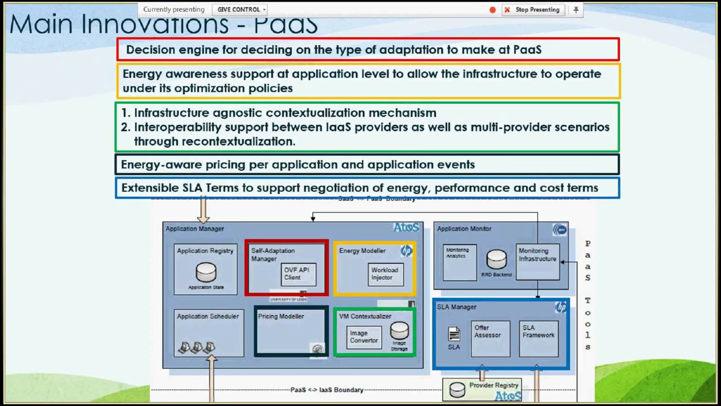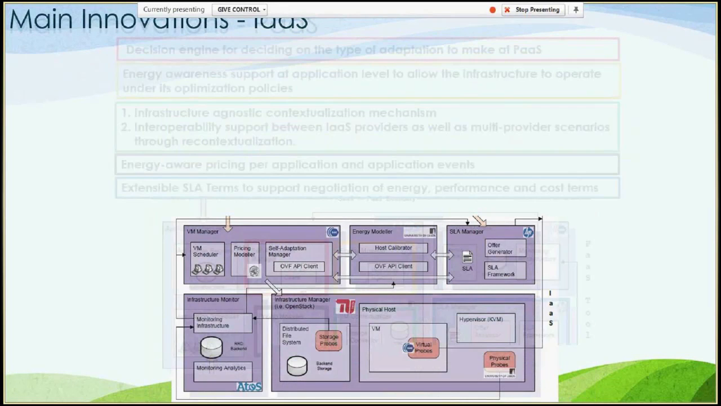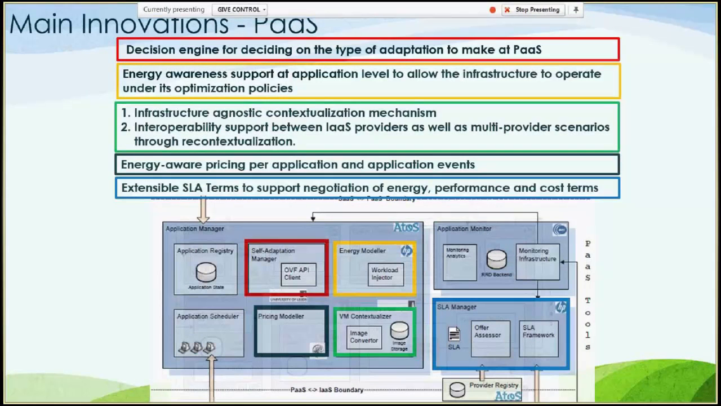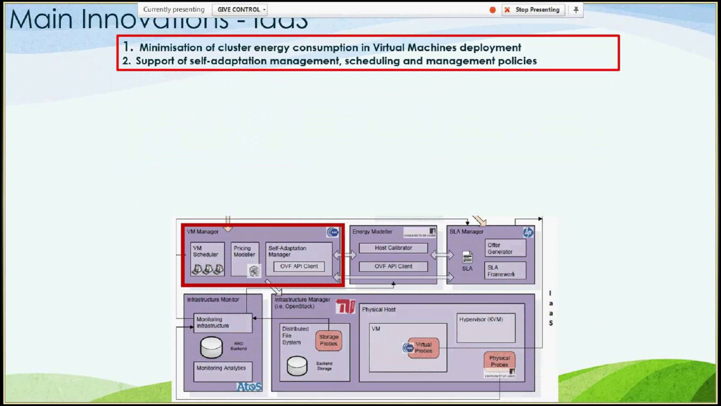The SLA manager is an important component in this framework because of the negotiation of the actual service and service requirements in terms of SLA terms to support energy, performance and cost. So you would expect this component also to have the same role at the IaaS level. So at the IaaS, we have the VM manager, which looks at managing the virtual machine at service operation. And it also supports self-adaptation management, scheduling, and management policies. So the core of the self-adaptation is supported by this component.